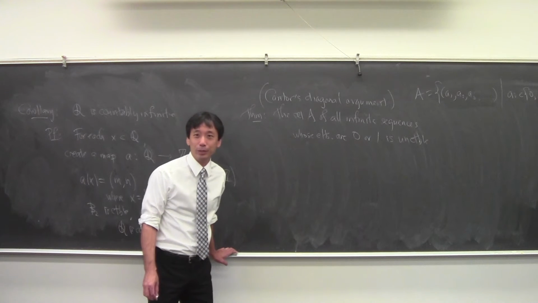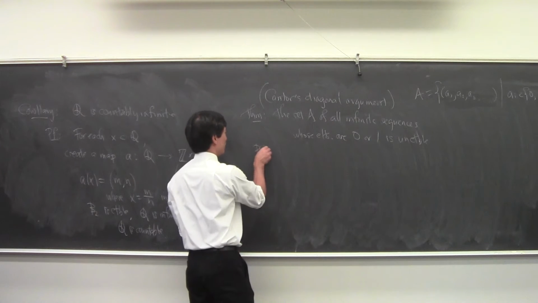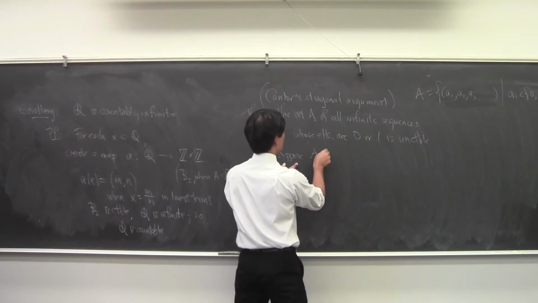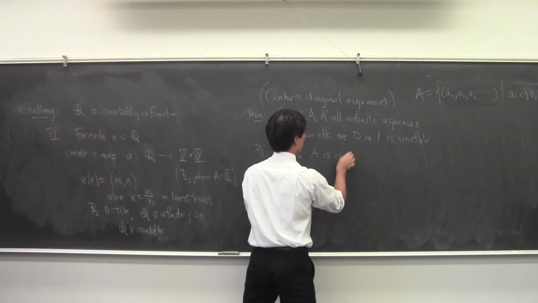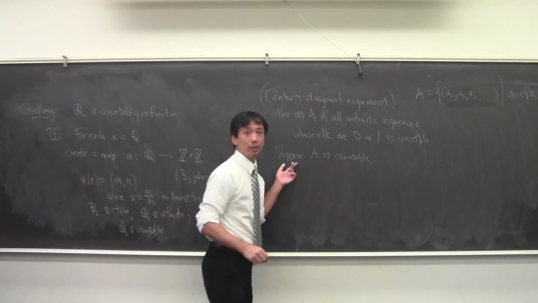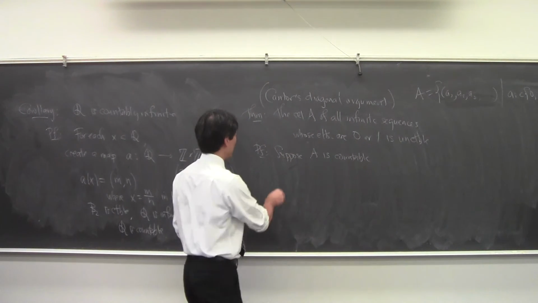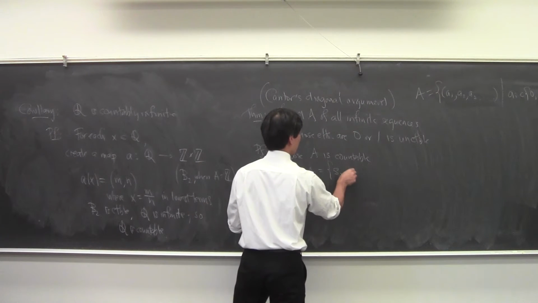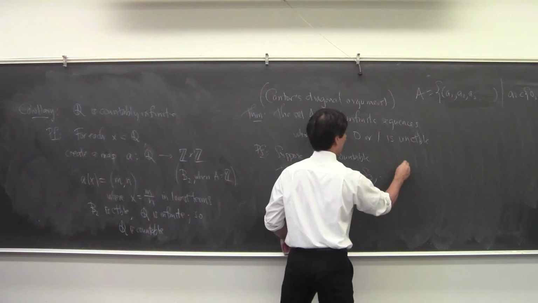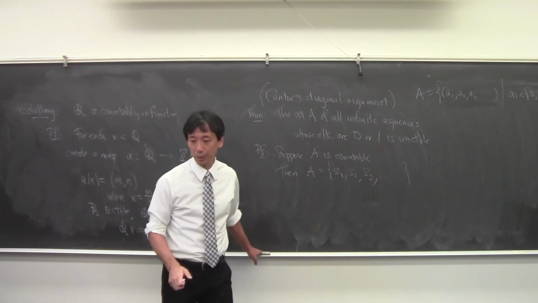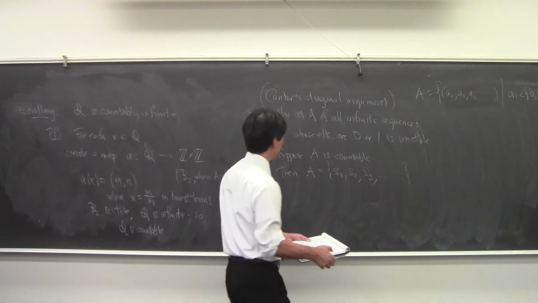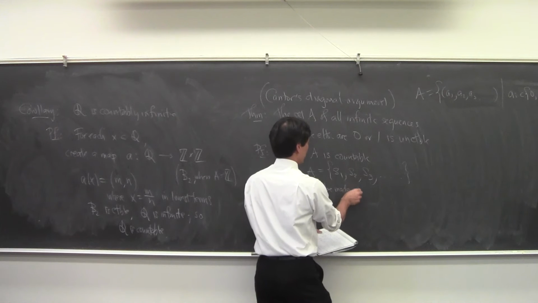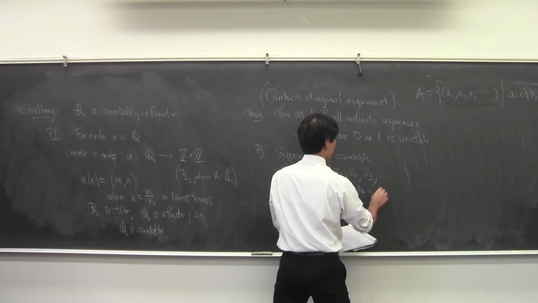The argument is by contradiction, right? You say, suppose that A is countable. In that case, the elements of A can be made into a list, right? Sequence 1, sequence 2, sequence 3, et cetera, et cetera. There's going to be some countable list of elements. A can be made into a non-repeating list.